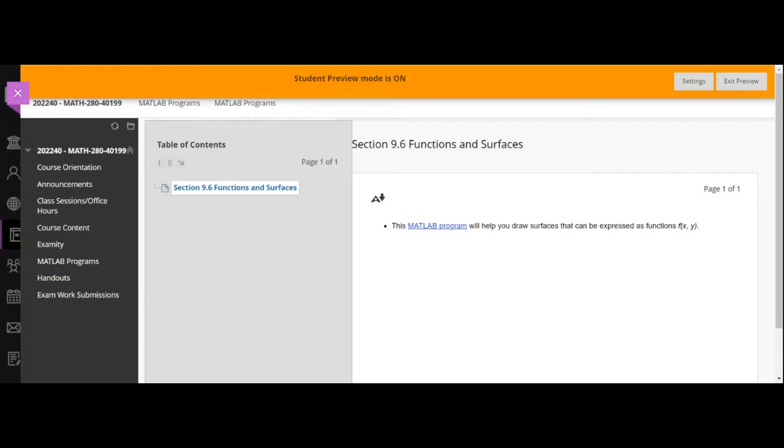It should bring up an M file and open up MATLAB, if you have MATLAB installed on your computer, and you want to have it installed on the computer you're taking the exam on, right? If you just click on the link, it will bring up the MATLAB program and open MATLAB at the same time. So what you'll see is, let me just see here. You should see this.